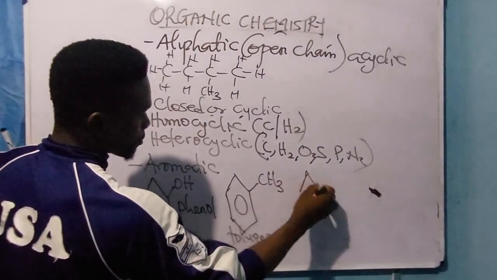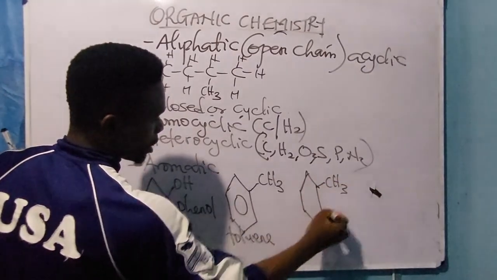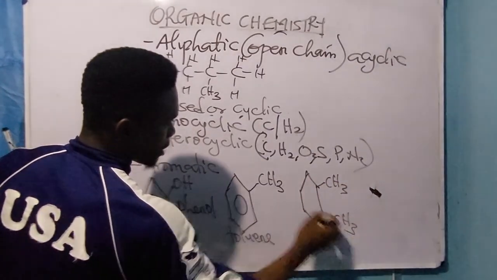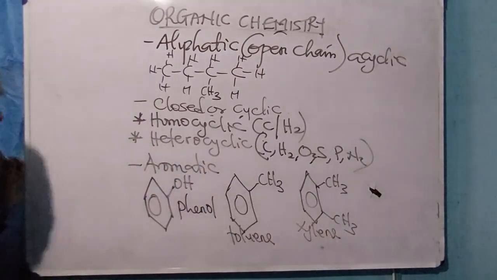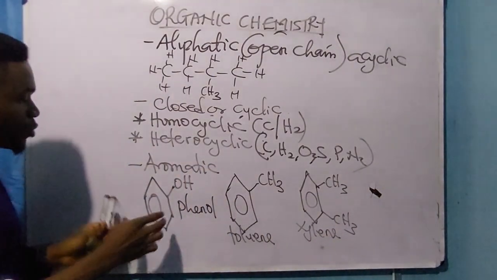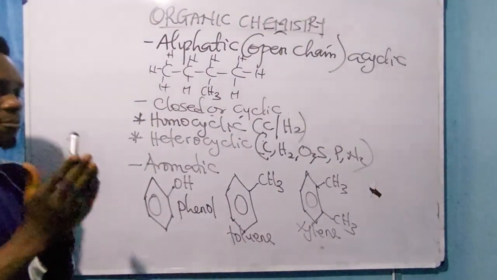If I have double CH3 attached to a benzene ring, it is called what? A xylene. Please take note, when two benzene rings are attached together, they are called naphthalene.